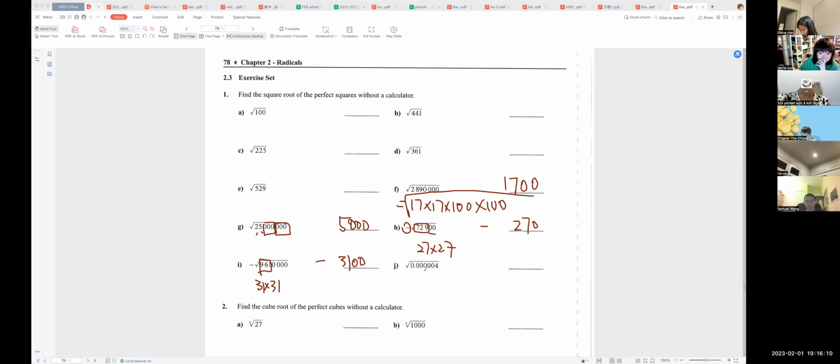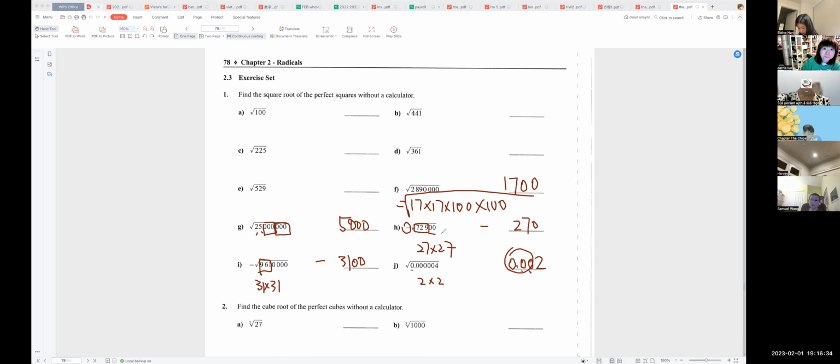Okay, last one. So this one is tricky. We have 2 times 2, but how many zeros? 1, 2, 3, 4, 5, 6. So it's 0.002. You see there are 3 here, right? Altogether 1, 2, 3, 4, 5, 6, so there should be 6 zeros. Take half of the 6 zeros and you get 3 zeros. So 0.002.